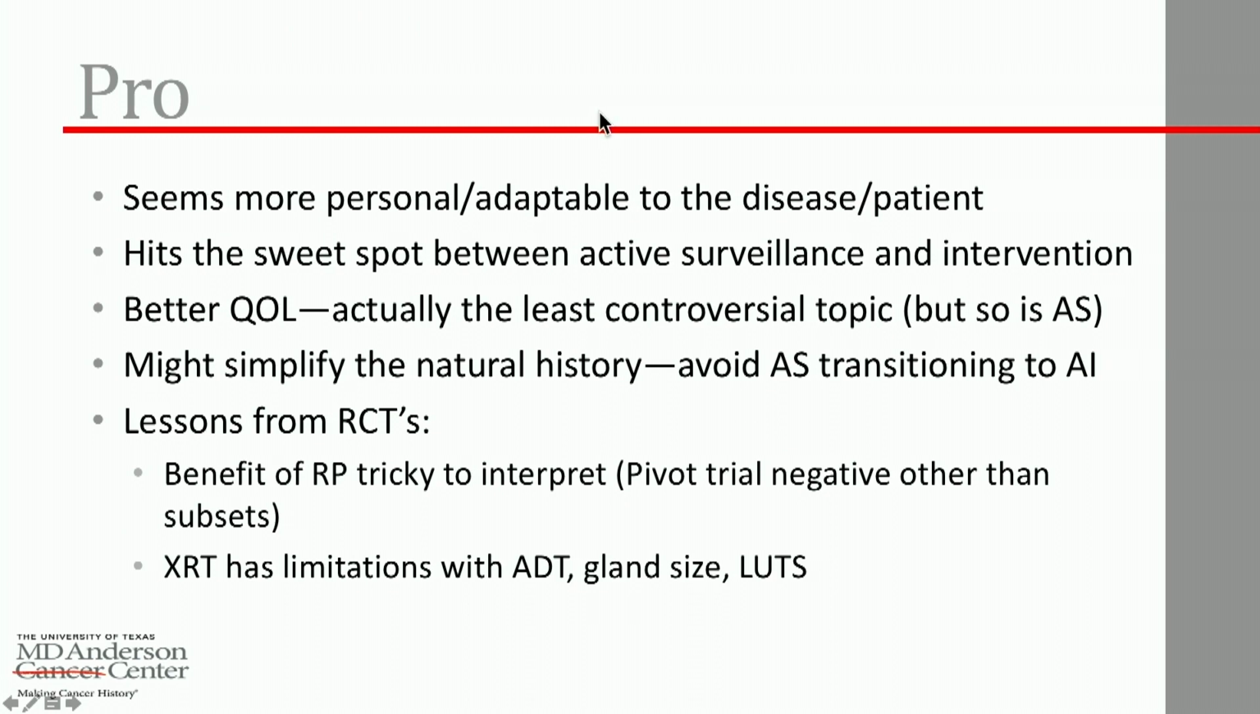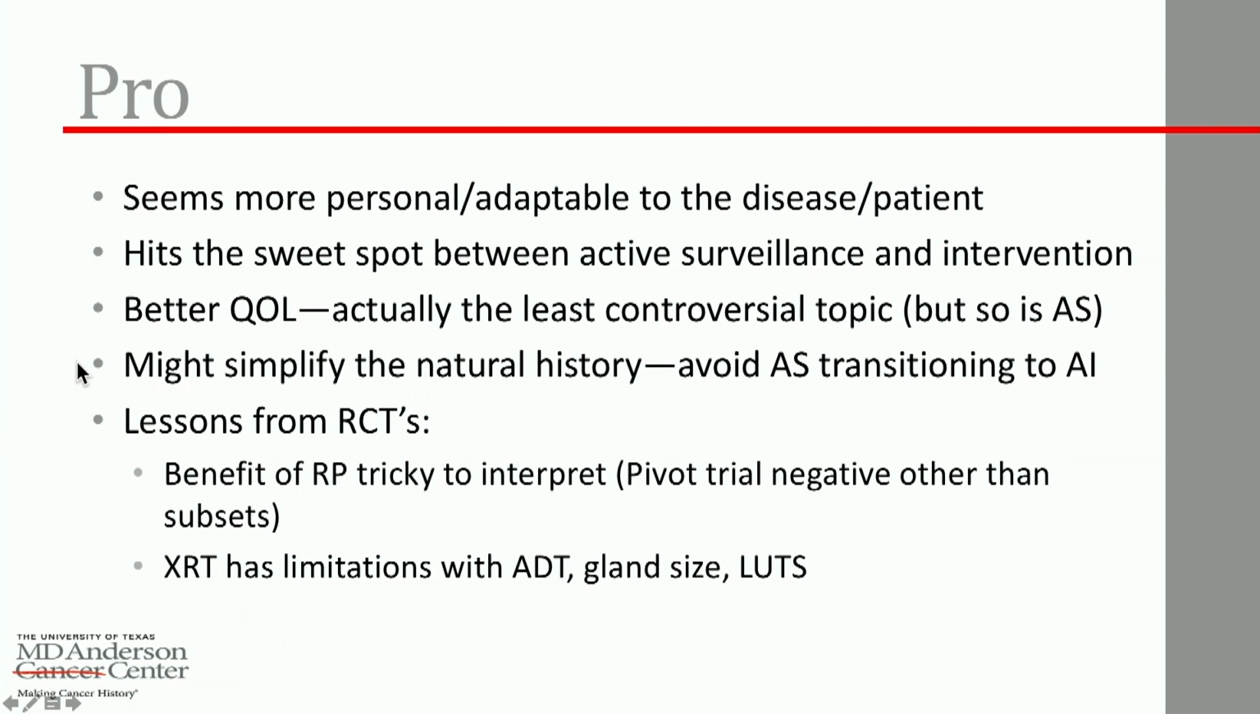These are mainly the pro arguments: that focal therapy is more of a personal or adaptable treatment to the disease and patient rather than just treating everything. It does potentially hit the sweet spot between surveillance and intervention, and there's got to be a population of people in between that. The least controversial topic is that quality of life is clearly better with focal therapy relative to standard therapies. Now, at active surveillance comparisons, that gets a little bit hard to discern, I think.